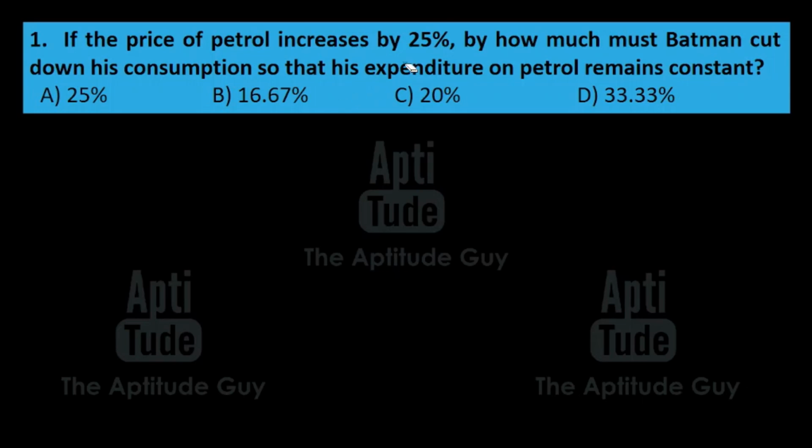If the price of petrol increases by 25%, alright. Now this is how we solve this question. First of all, we need to know this very simple thing: price into consumption is equal to the expenditure. Alright, so using this simple mathematics, let us solve this question.